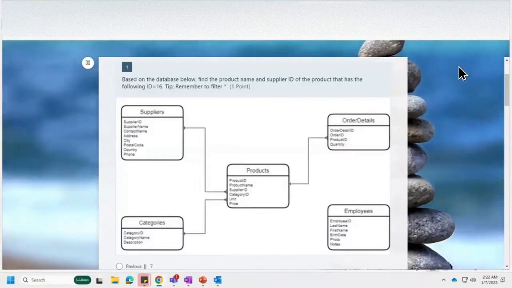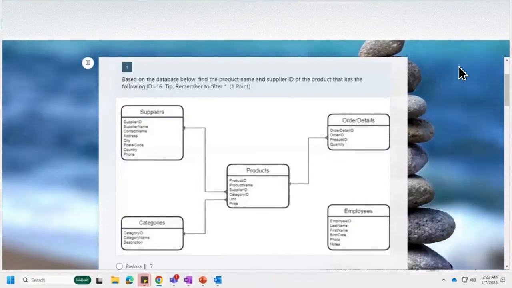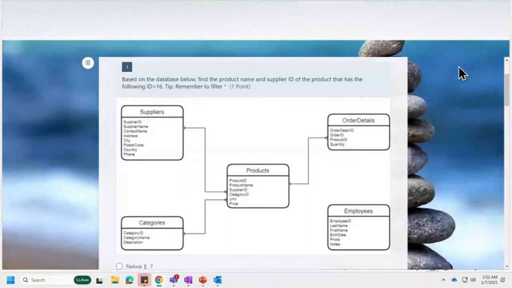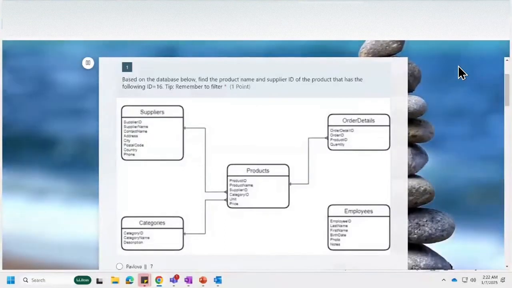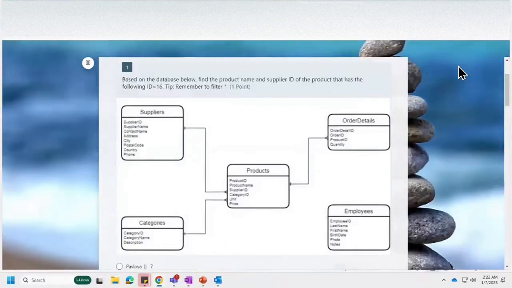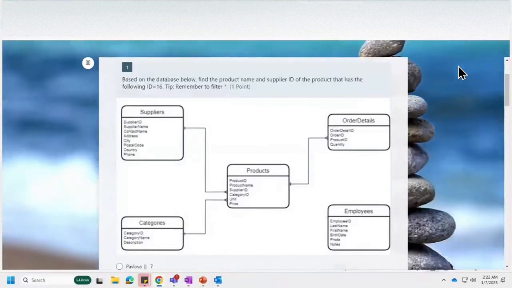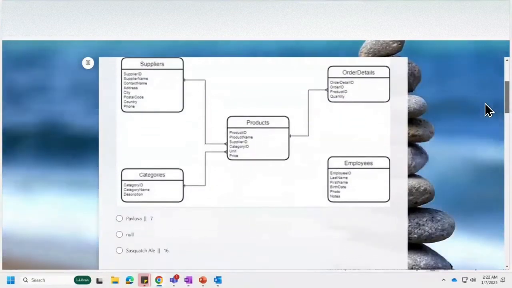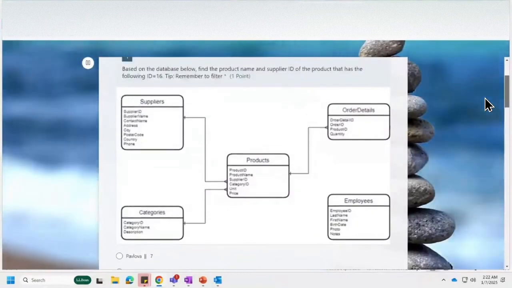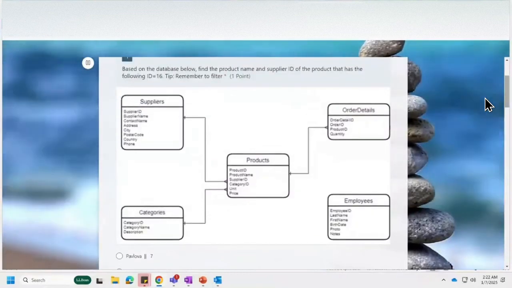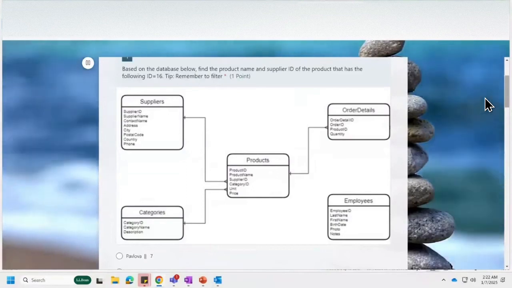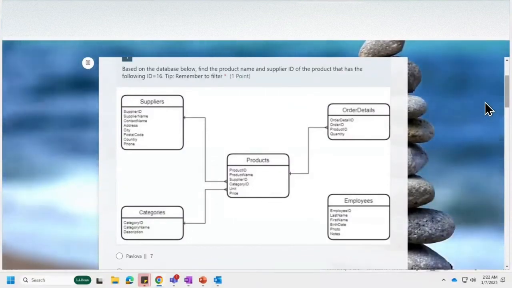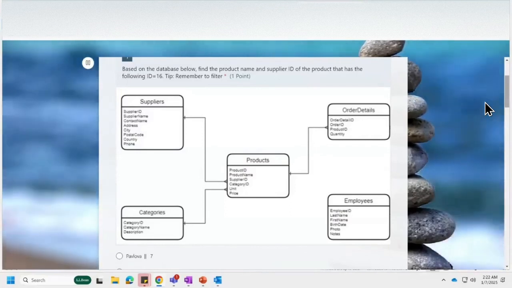Okay, if you see in the supplier table, we will track this down from here. Supplier ID is in the supplier table. What we are looking for is product name and supplier ID. Supplier ID is in the supplier table, and product name is in which table? It is the second table, the product table. Both are linked through, I think, supplier ID.